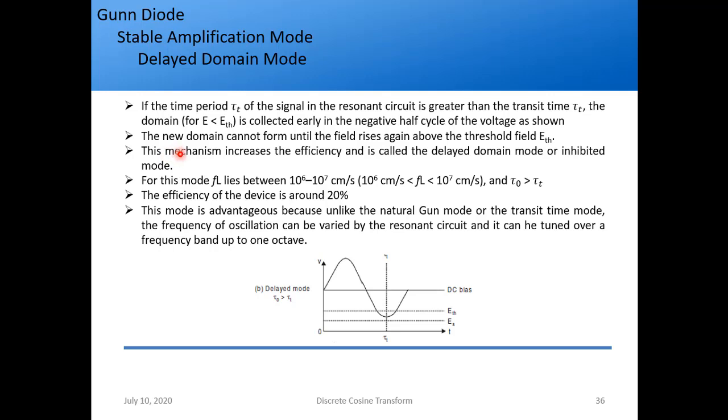To increase the efficiency, what we use is the delayed domain mode. What we do is keep the electric field less than the threshold electric field. Because of this, tau naught is greater than the transit time of the electron, and the efficiency increases. The current reaches the anode earlier, because the oscillation starts earlier. So this helps in increasing the efficiency of the Gunn diode.